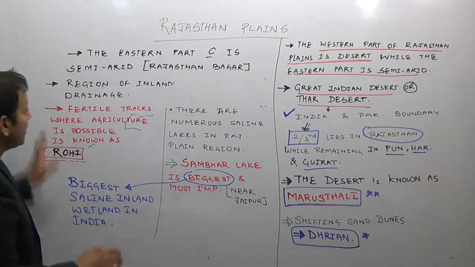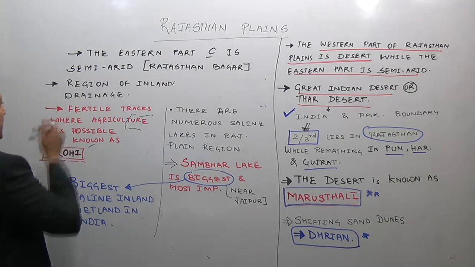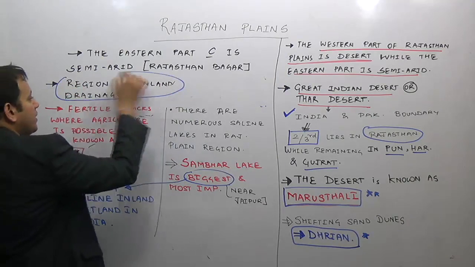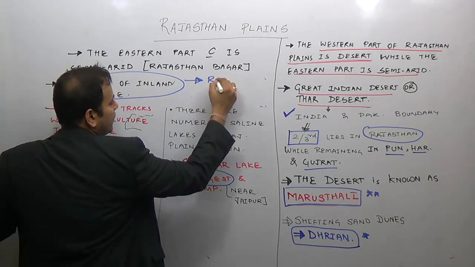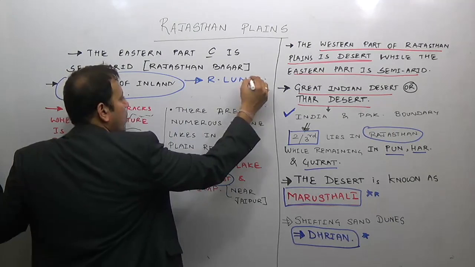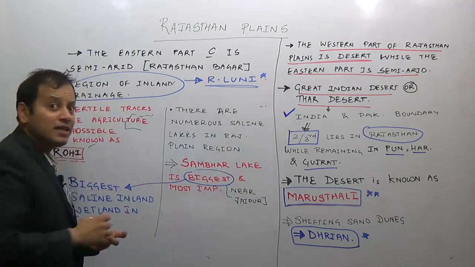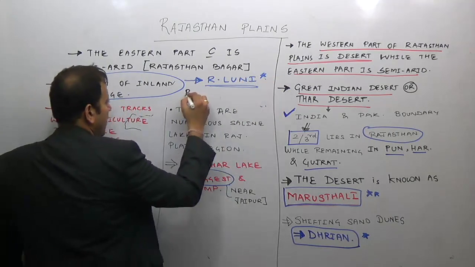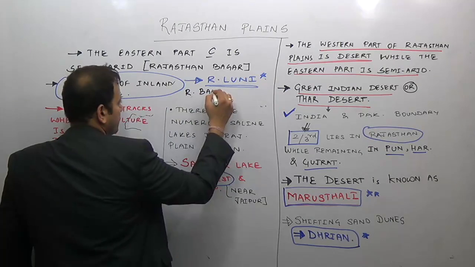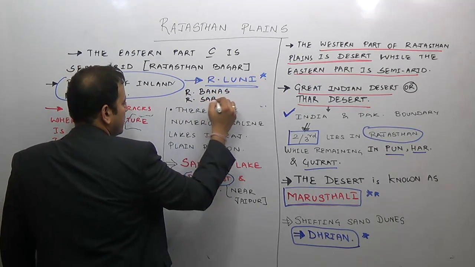Then Rajasthan Bagar is a semi-arid region. It is a region of inland drainage. Which are the three important rivers? The most important inland river here is river Luni, while the other rivers here are river Banas and river Saraswati.